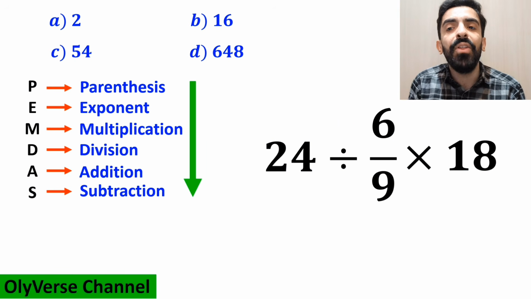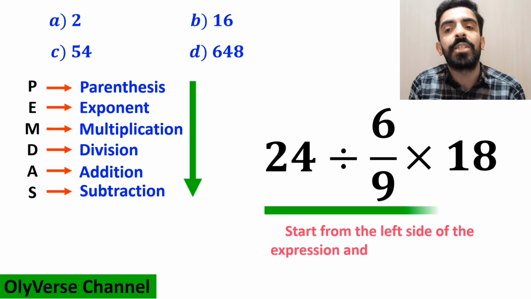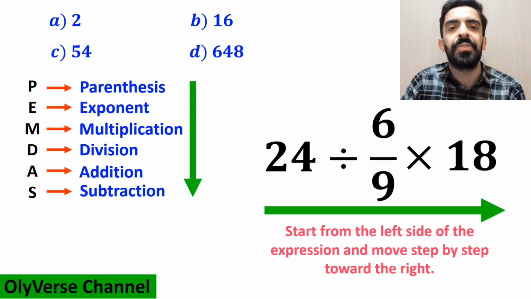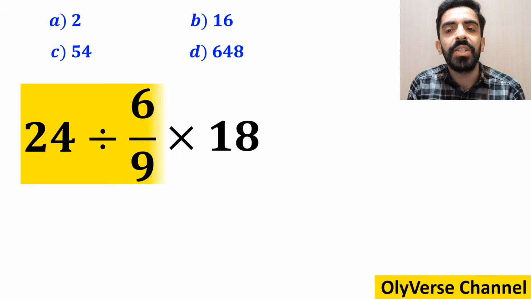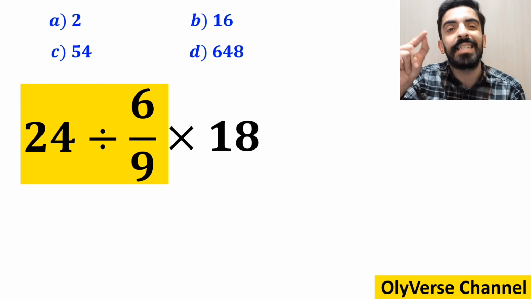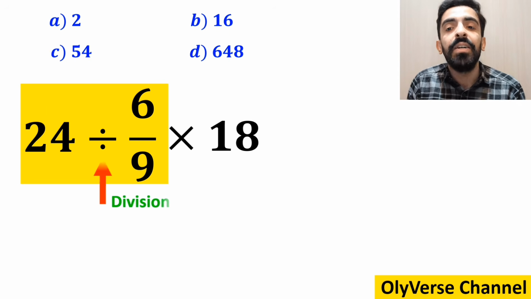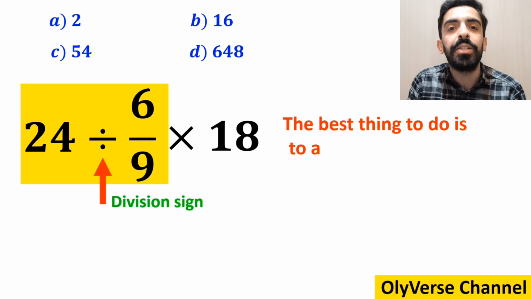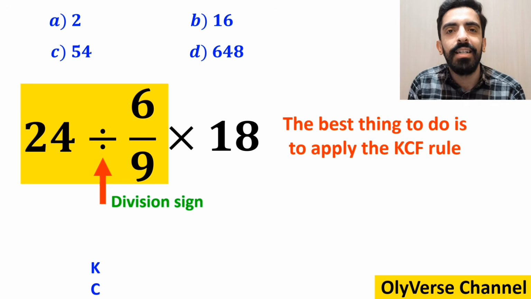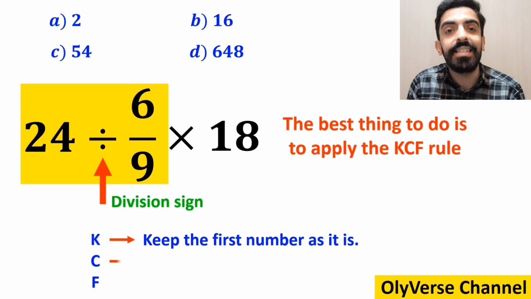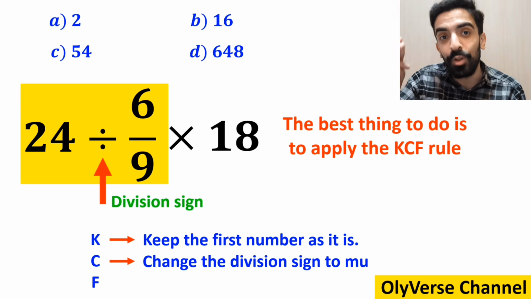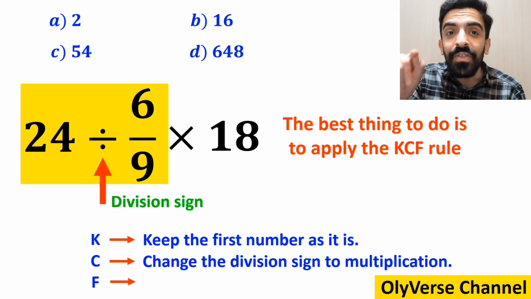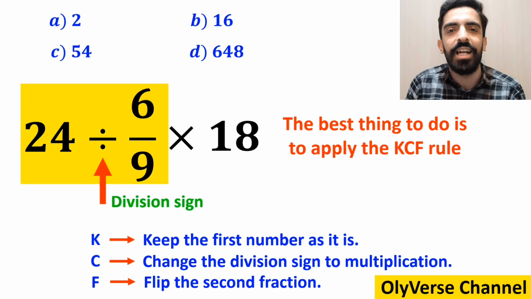In this case, the best thing to do is to start from the left side of the expression and move step by step toward the right. So, first we start with the expression 24 divided by 6 over 9. Okay, whenever we come across a division sign between two terms, the best thing to do is to apply the KCF rule. In this rule, K stands for keep the first number as it is. C stands for change the division sign to multiplication, and F stands for flip the second fraction.